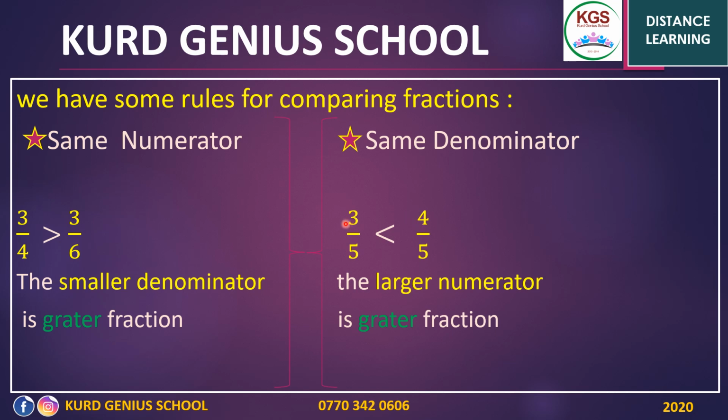Here, 4 and 3. Which one is greater? 4, of course. So in this case, the larger numerator, 4, is the greater fraction. So 4/5 is greater than 3/5. Or you can read it like 3/5 is smaller, or less than, 4/5.